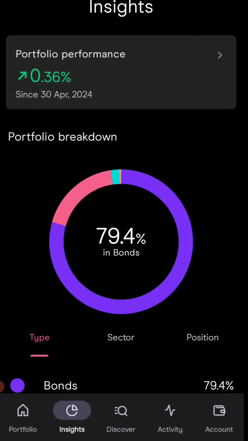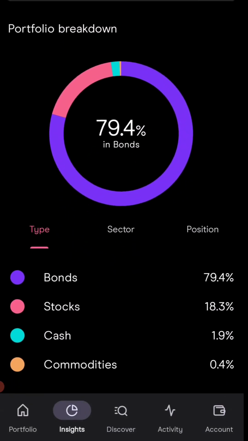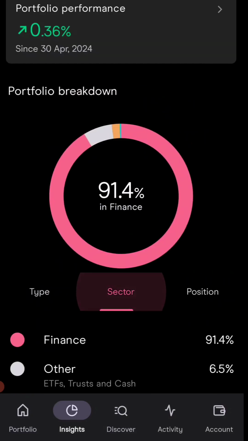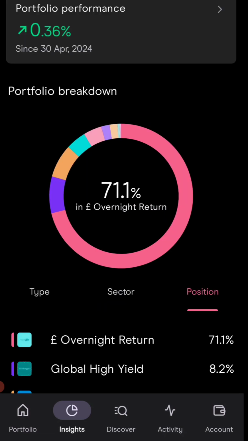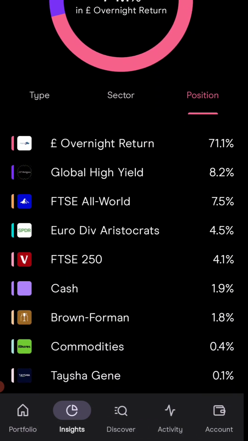So if I move across to insights, I can see that in terms of where my investments are, I've got nearly 80% in bonds, nearly 20% in stock, and the remaining amount in cash and commodities. I can break that down by sector, and as you see, because I've got so much in bonds, it's actually showing heavily invested in finance. And then here's the individual investments.